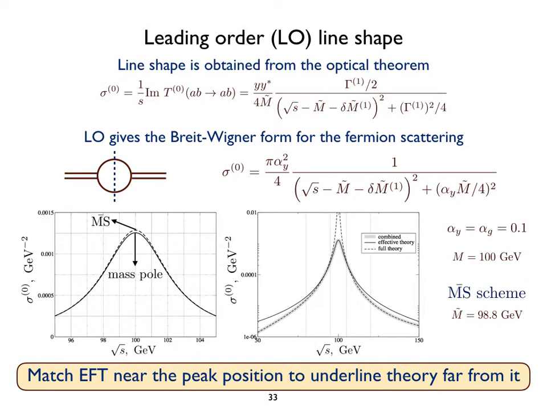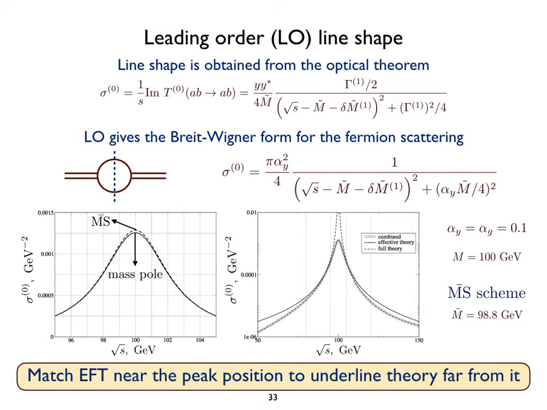To derive the line shape, we exploit the optical theorem. The cross-section has the form of the Breit-Wigner distribution. This behavior is universal for the leading order approximation of resonant scattering with a heavy resonance. It was also discussed in the lecture course in the context of the top quark decay.